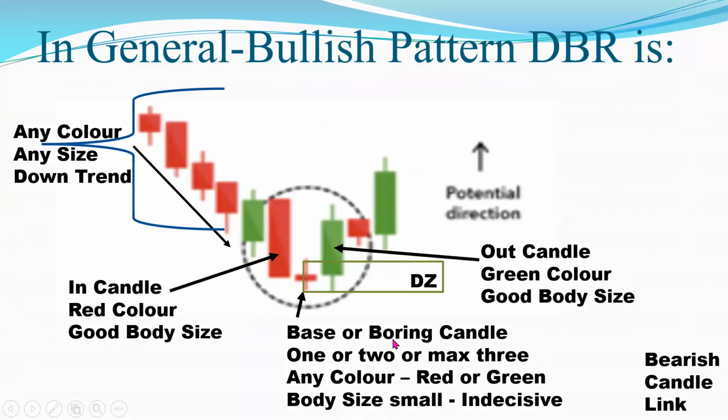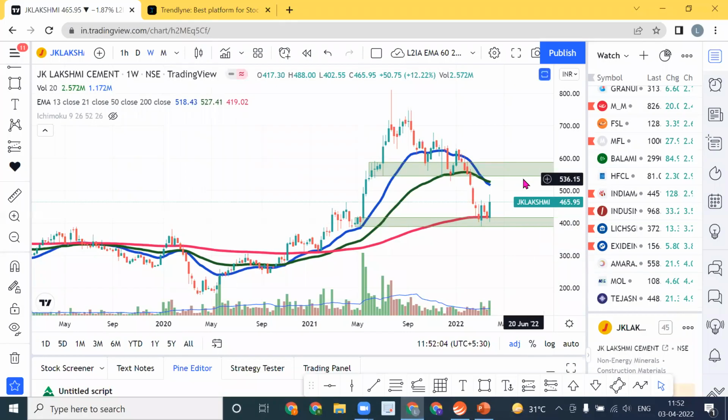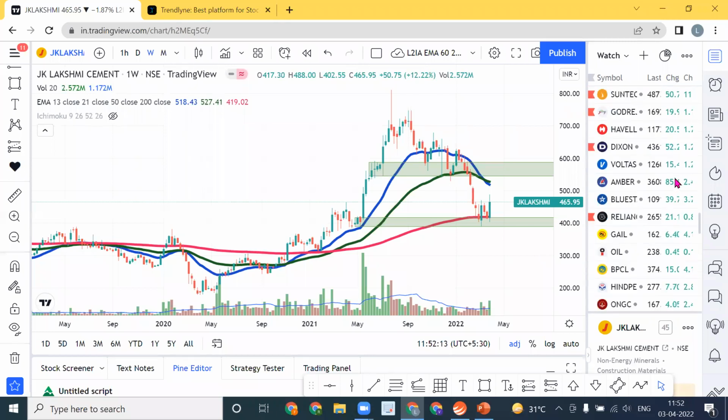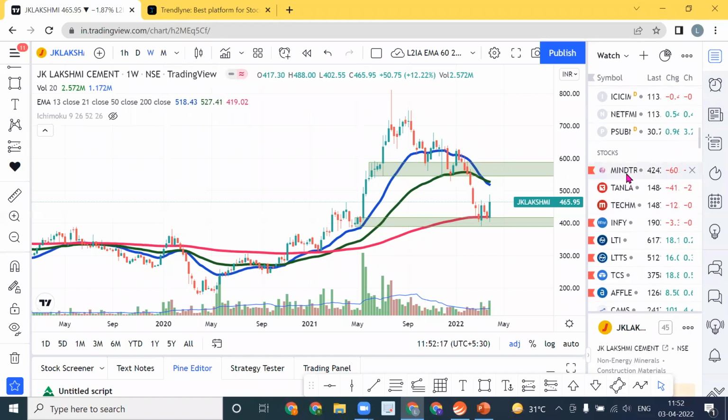So let's see on the charts. We'll take one chart at a time and draw the zones. Mindtree.